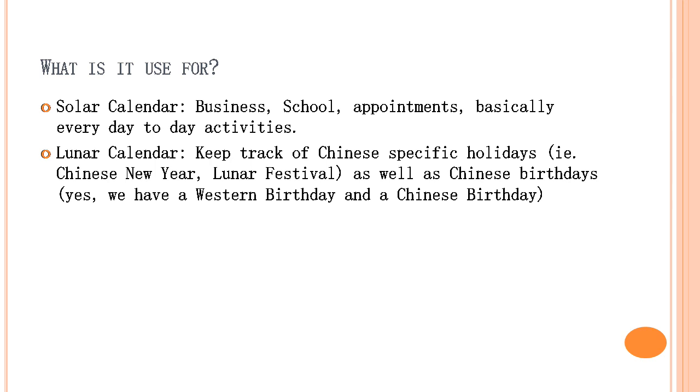And yes, you heard it right. We have two birthdays when we are Chinese. We have our Western birthday that we celebrate under the solar calendar, and we also have our Chinese birthday, which we celebrate under the lunar calendar. So don't be surprised when you see Chinese families celebrating the birthday of a single individual on two different days.